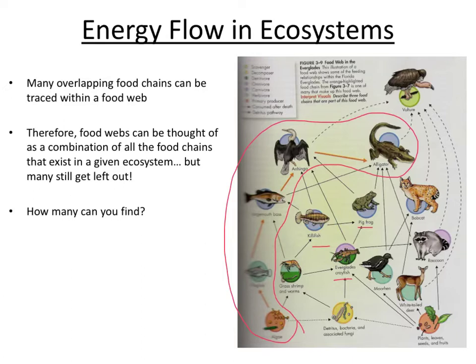Obviously this can get pretty messy, right? Arrows crossing arrows all over the place. But still, it's just a bunch of food chains. We've got producers, we've got consumers working their way up to a top consumer.